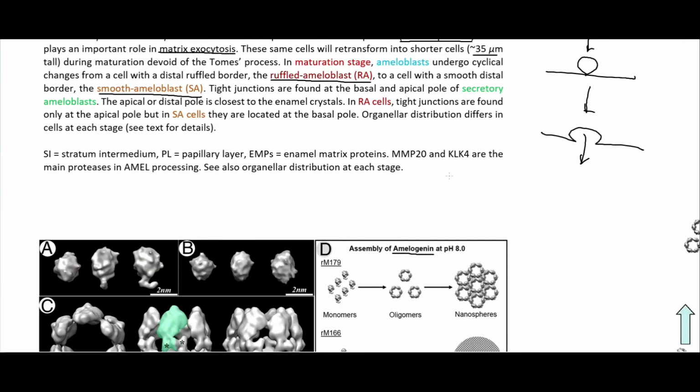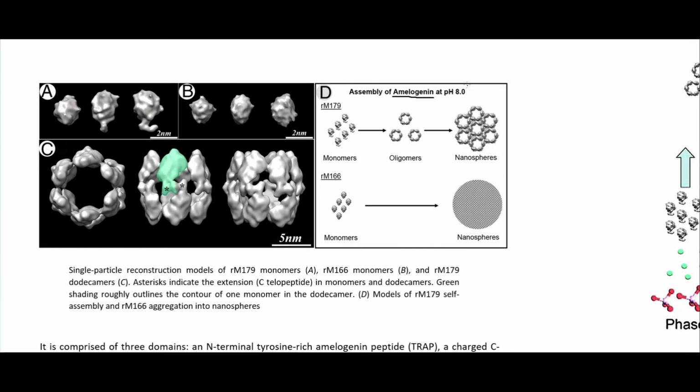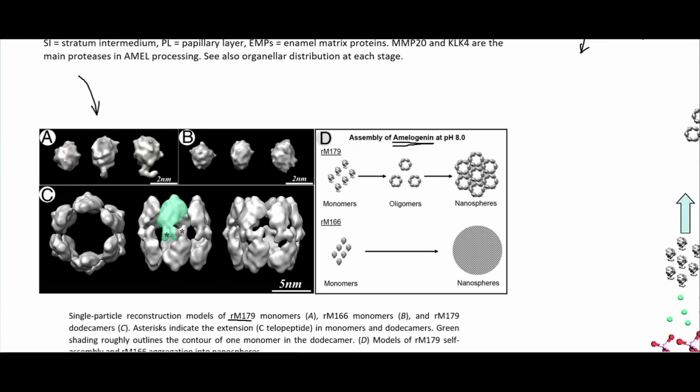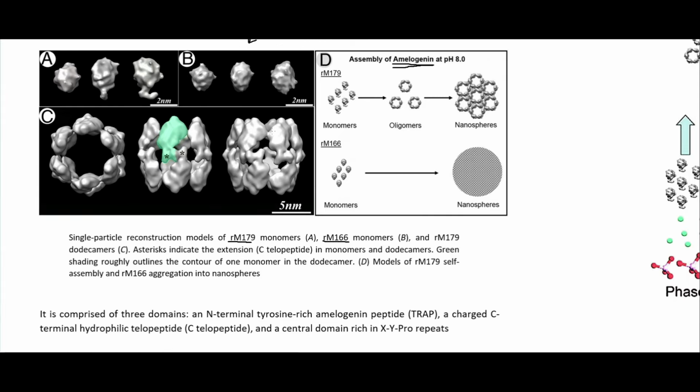And so we can look at this in a bit more detail. So this is the assembly of the amelogenin, which, as I said, is the main scaffold protein, or the main enamel matrix protein that we will be talking about. And so this is a single particle reconstruction of models. So the RM179 is the full protein, and that's what we have in A up here. Then the RM166 is truncated. That's what we have down here. And so the truncated version is missing the C-terminal domain.